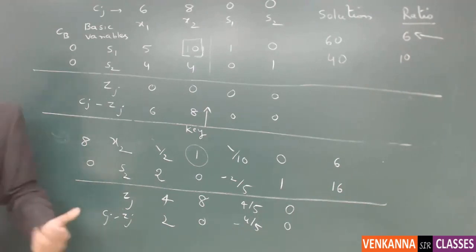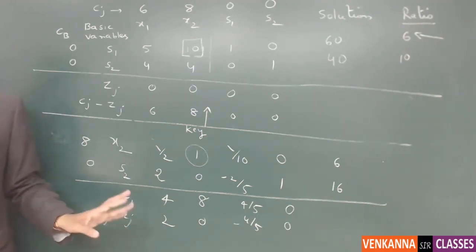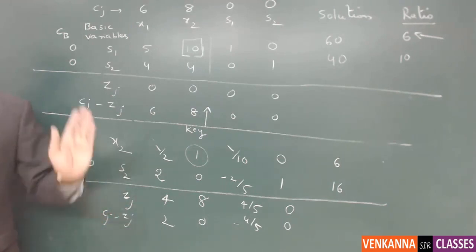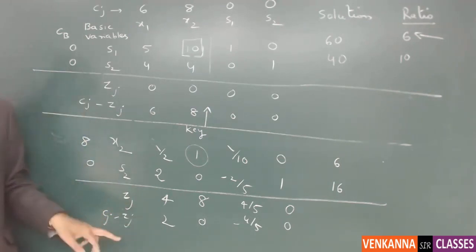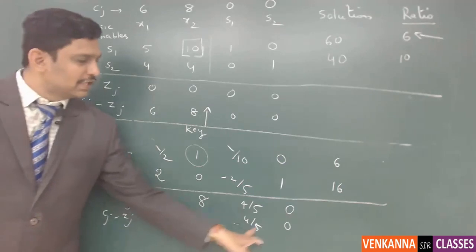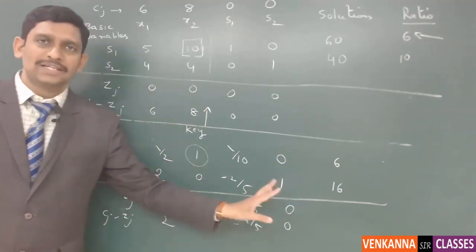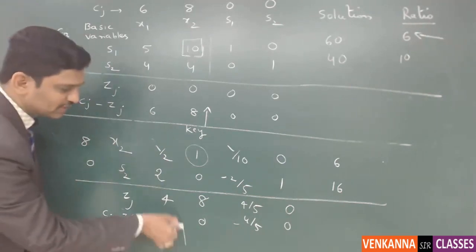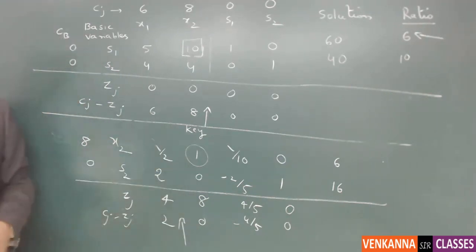Now here I will check which values are positive. Among the positive ones, I should go with the most positive one. So here this is 0, this is negative, this is 0. There is no need to consider them. This is the only positive thing remaining here. So I should go with this column. This is my key column.